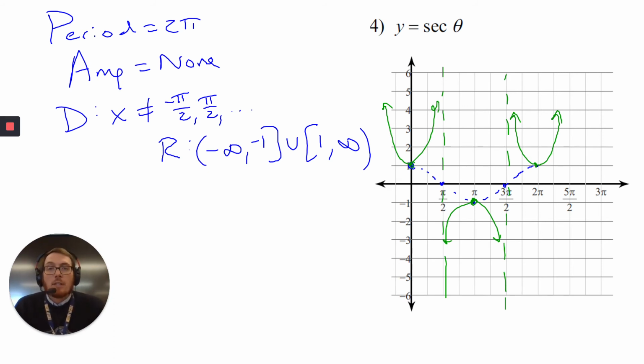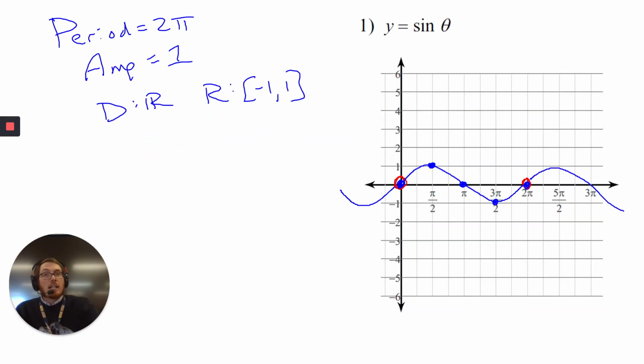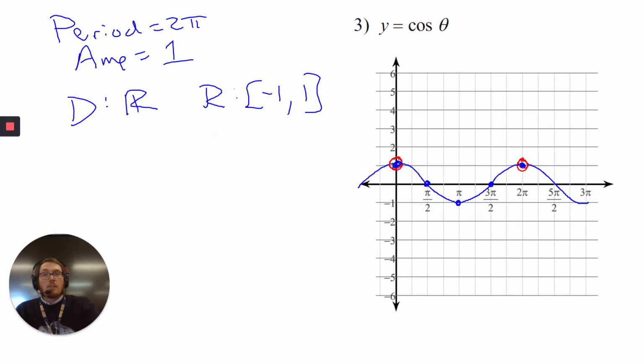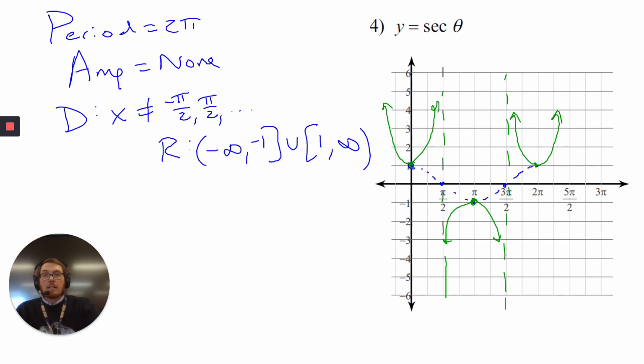The amplitude is none, but really it's a 1. Okay, but there is no highest and lowest point. That's why there's no amplitude. The domain is x can't be the over 2's now, so it can't be pi over 2, 3 pi over 2, 5 pi over 2, etc. And then the range is everything from negative infinity to negative 1, and then from 1 to infinity, just like cosecant. So you notice there's similarities between sine and cosine, and some similarities between cosecant and secant. So those 4 graphs go together.